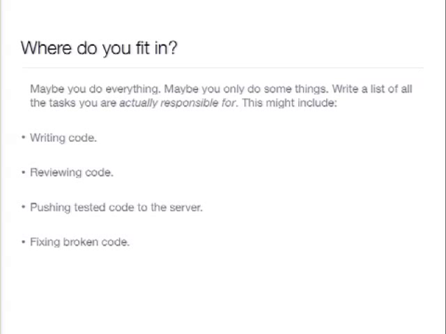Okay, so the next piece that we need to add to this is essentially what are the tasks that each of those people do on a daily basis? Where do you fit in as team members? What I'd like you to do at this point is, beside each of those people, write down what those folks are actually responsible for. So are they responsible for writing code? Do they review code? Maybe you have a peer review system, so you're both responsible for writing and reviewing code. Do you have one person who is essentially your technical gatekeeper, that only they are responsible for pushing code to the server?